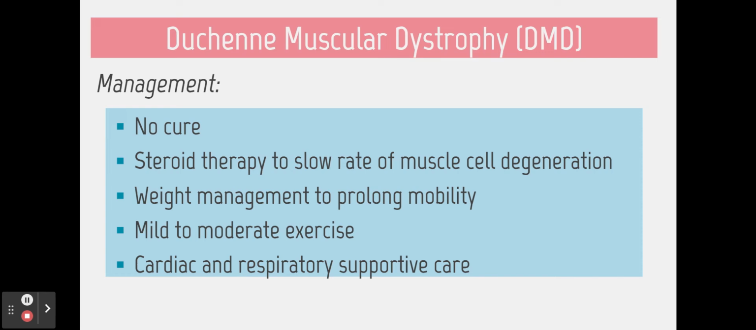For cardiac and respiratory supportive care, we might use medications that help the heart. Beta blockers might be indicated there. In respiratory support, sometimes people need oxygen. Positioning is important so that their muscles don't have to work as hard to expand the lungs and get good gas exchange. But those are some things we do for Duchenne.